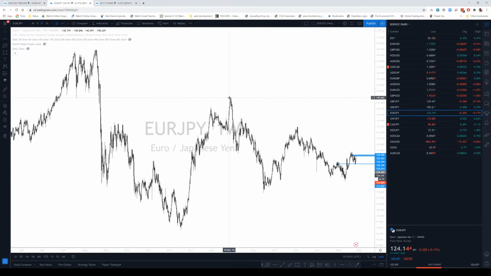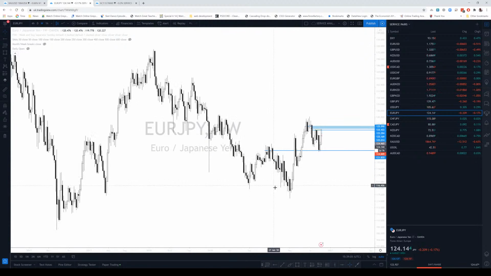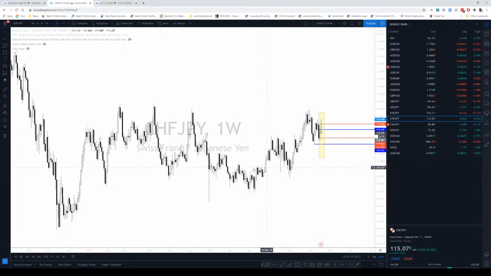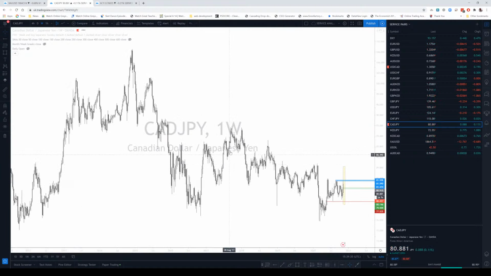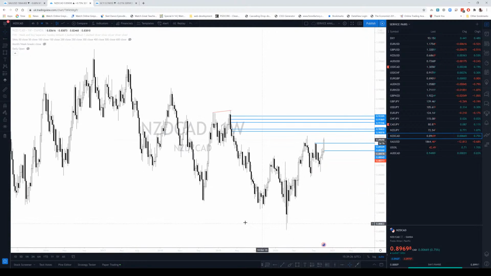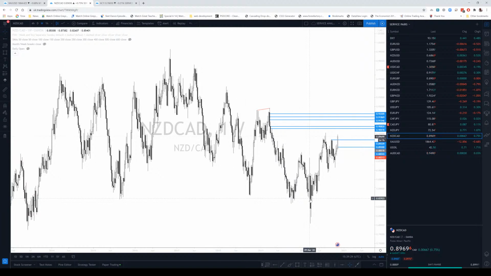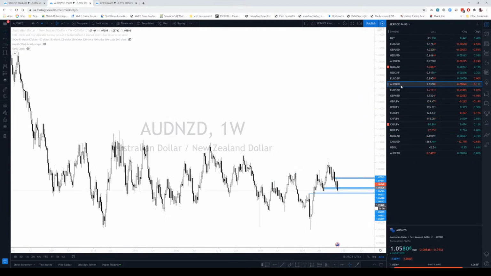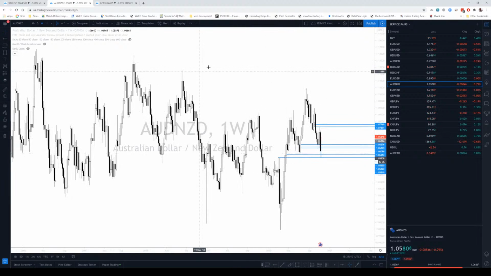Same thing on this one. We've been dropping for a while and we have had a reversal, so the bulls are going to be in control rather than the bears. Swiss yen, same thing, we've reversed. CAD yen, same thing, it's reversing. New Zealand CAD is also reversing, we've been dropping for a while. So there are a lot of reversals on the high time frame. If you are not aware, you will be crashed. So make sure you are aware of the high time frame so you don't get crashed.